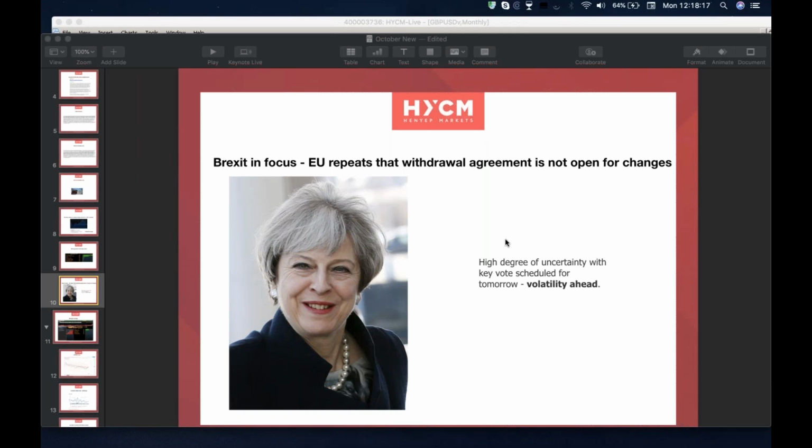Or if you do trade the pound at the moment, be aware that you can have large moves, and so adjust your risk to allow for those large moves which might take place. So there's opportunities and there's dangers ahead for the British pound, as there often is in these market conditions.